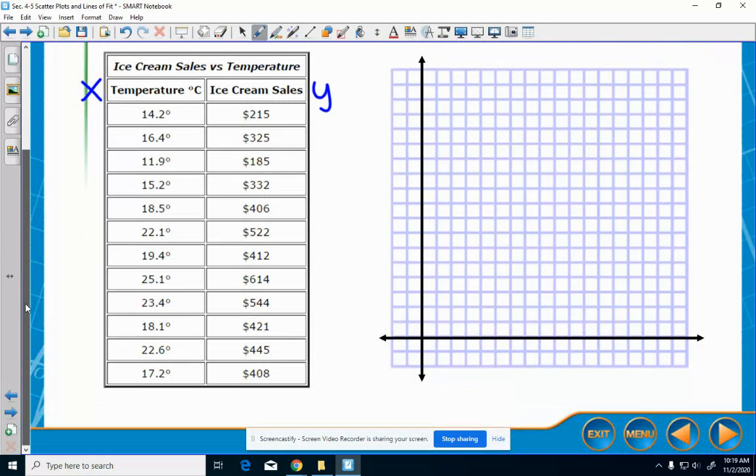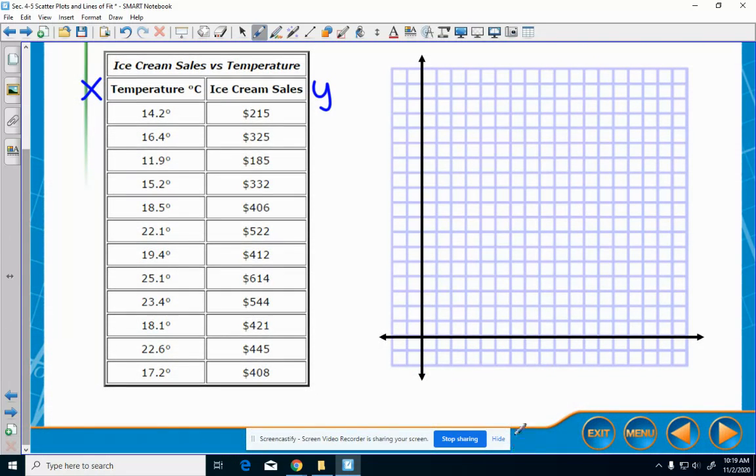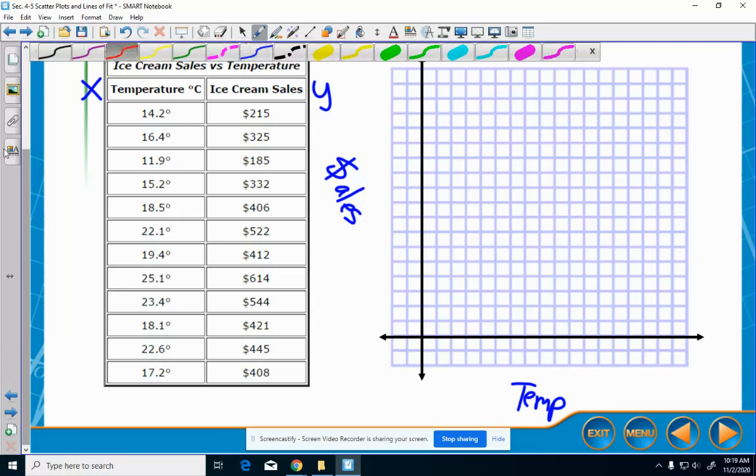So in my graph over here, this is going to be temperature down here, and this is going to be sales on that axis, right? So now I need a scale. My biggest temperature is 25.1. So I probably don't have enough to count across the x-axis by ones. Do I have enough to count by twos? So then let's do that.